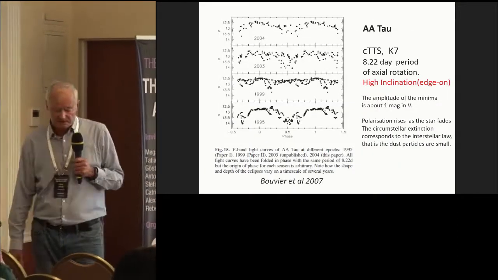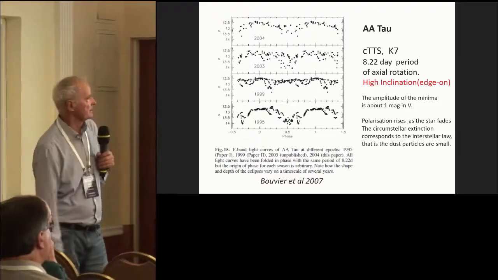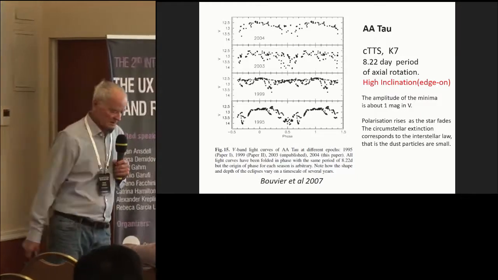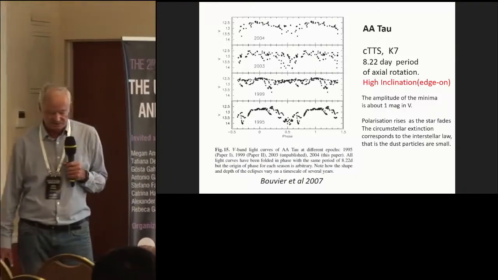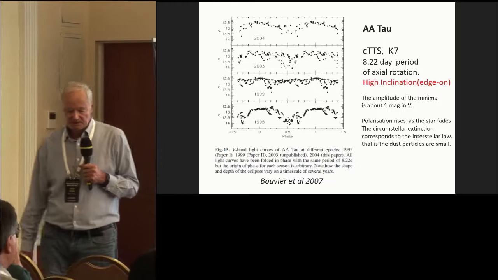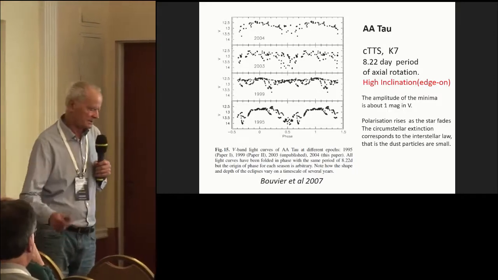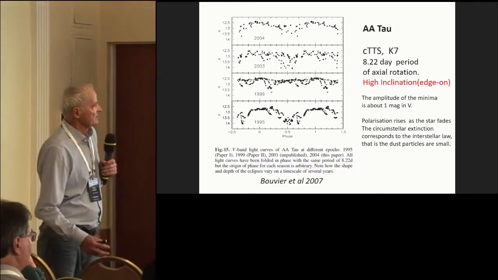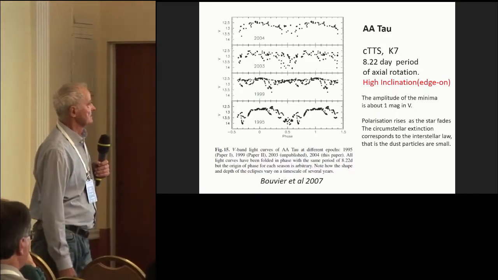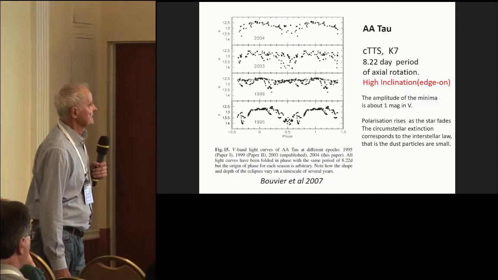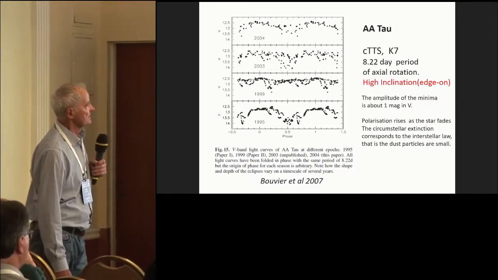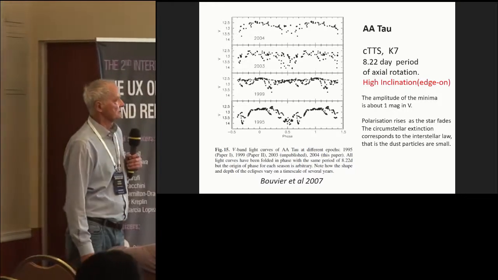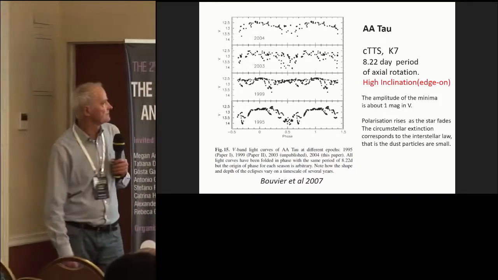The best studied example of a dipper is, of course, AA Tauri. It was an intensive program initiated by Jérôme Bouvier and his team at the end of the 90s. As a result of this program, they elaborated a model of this type of variability. AA Tauri itself is a typical T Tauri star, nothing special, but with high inclination. The star is seen edge-on.